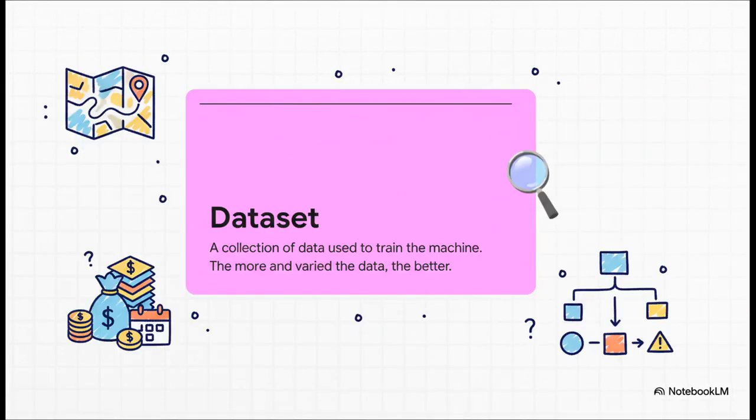First up, you've got the data set. And really, this is just the giant pile of information you feed the machine so it can learn. A perfect example is your email's spam filter. Every single time you mark an email as spam, you're actually adding to its data set.